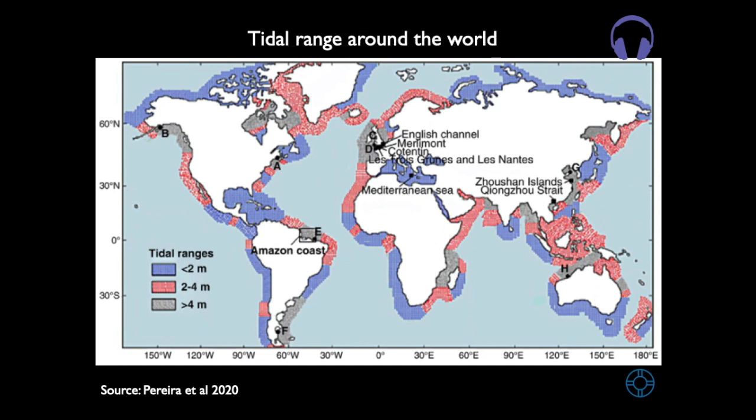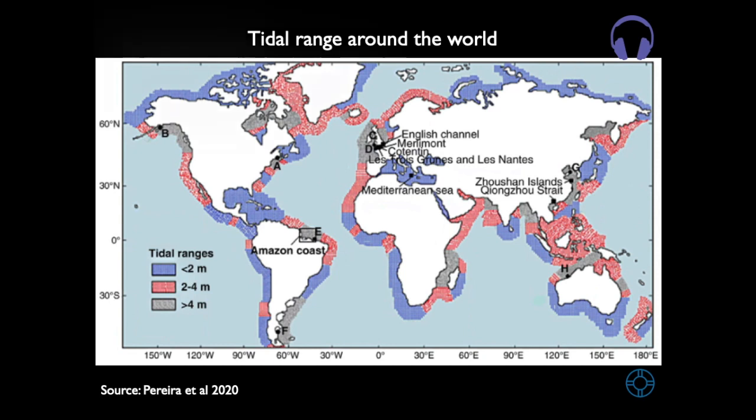This map illustrates the global distribution of tidal ranges. The continents are in white. The microtidal areas are dashed in blue, the mesotidal environments in red, and the macro and megatidal locations are in gray. Some examples of the largest tidal range can be illustrated.